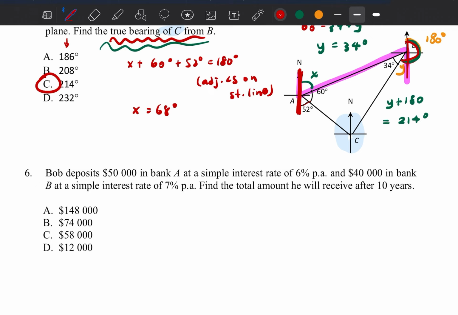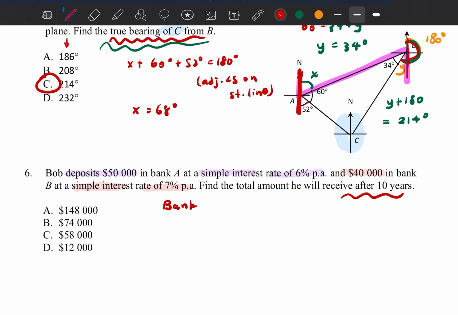Okay, so question 6 is your percentage. We have been doing quite a lot of simple interest and compound interest before, so let's have a look at this one. They give you the information of Bob. He deposits 50,000 in bank A, simple interest rate of 6%. And then another piece of information is he deposits this in bank B, simple interest rate of this. Find the total amount he will receive after 10 years.